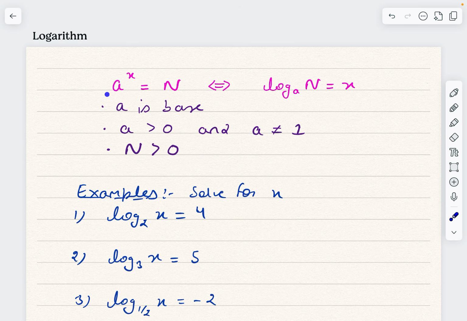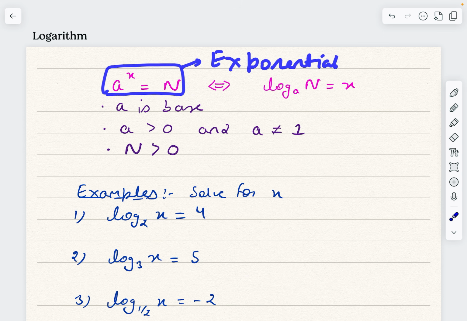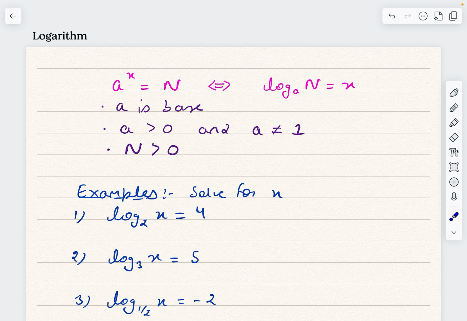Okay, so first you just understand a^x = N. We refer to this as an exponential function. A will be a fixed number here, x will be changing, and with the different values of x, the N value will also be different. The conditions are: a is called the base, and it should be greater than 0 and not equal to 1, and the final value N should always be greater than 0.